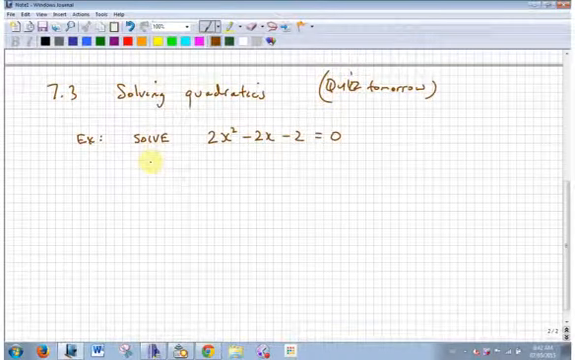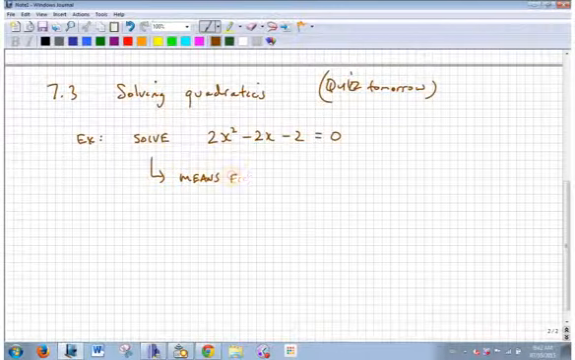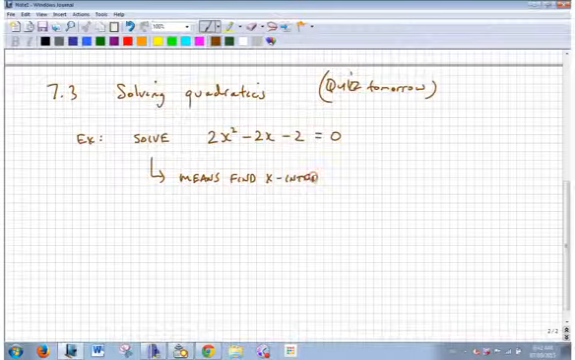Solve. What does that mean? Yeah, but what does that mean? Solve, it means find the x-intercepts. That's what it means. Okay?